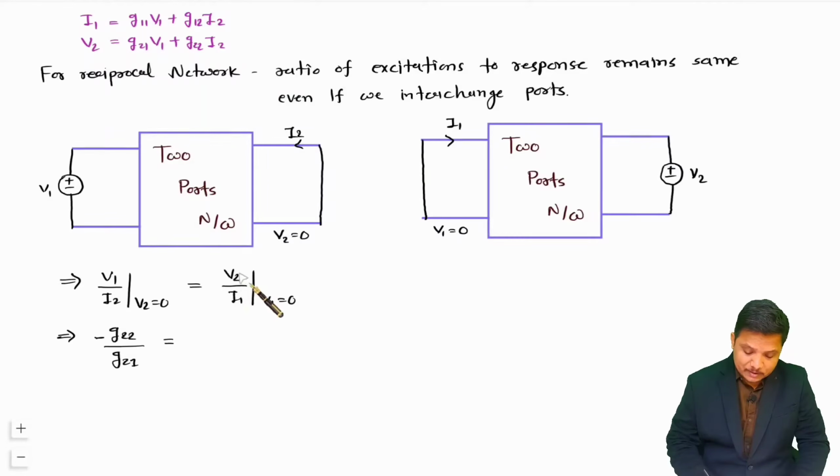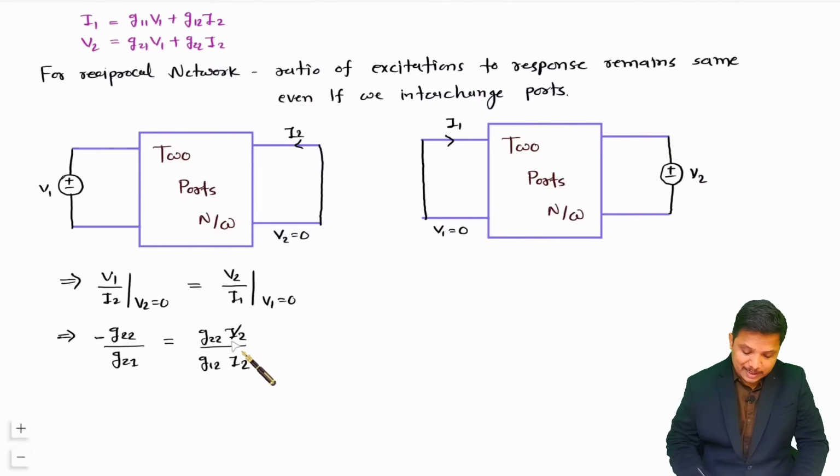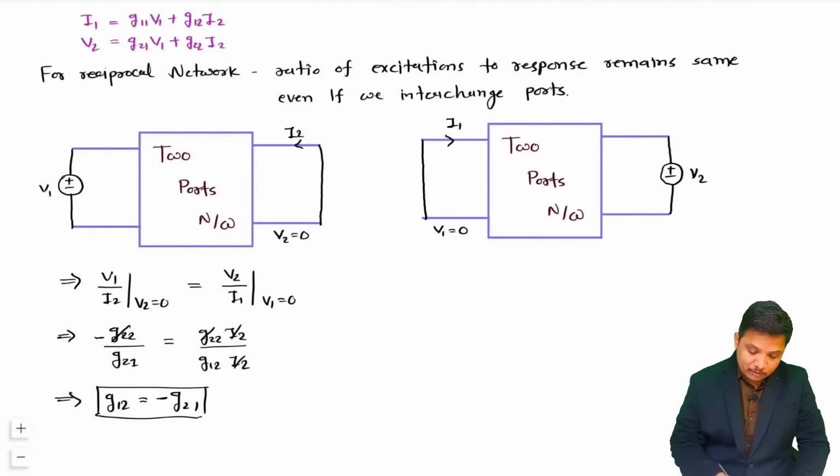And what is V2 by I1 when V1 is 0? When V1 is 0, V2 is G22 I2, and I1 when V1 is 0 is G12 I2. So you see this I2 will get cancelled and this G22 will get cancelled. So you can say G12 equals minus of G21. This is the basic condition we have for a reciprocal network with G parameters.